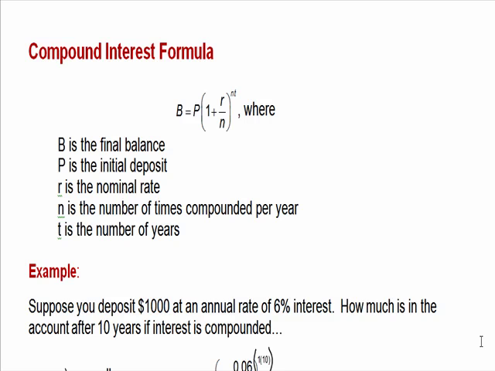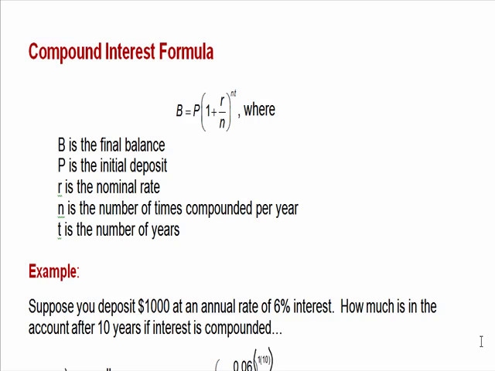Now let's look at the compound interest formula. This is the formula we're going to use if we compound our interest more than one time per year. We'll also see we can use it for one time a year, but it's going to give us back the formula we're accustomed to using.